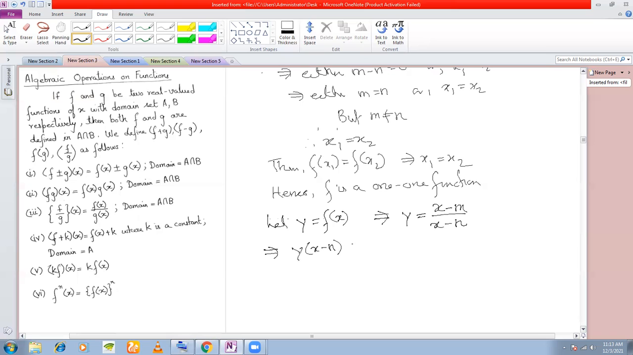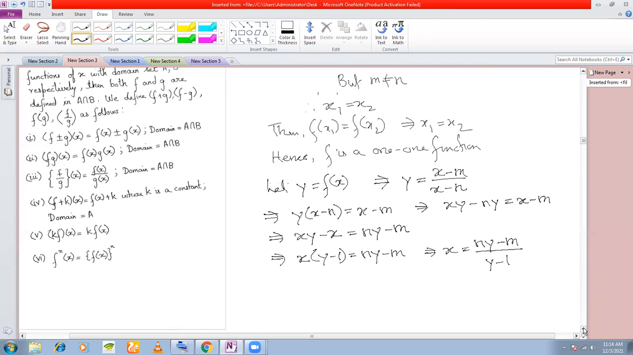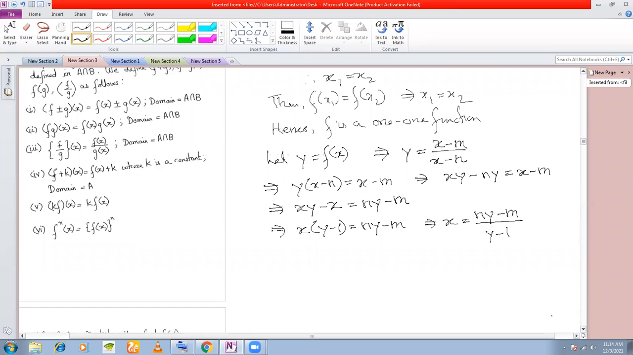Cross multiply first. Take x on one side. So you have xy minus x on the left hand side, and you have ny minus m. That means you have x times (y minus 1) is equal to ny minus m. Means x is equal to (ny minus m) divided by (y minus 1). Okay. We found x in terms of y.